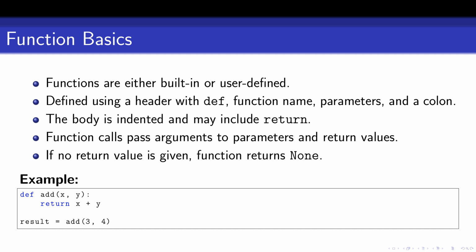Parameters are placeholders for inputs, and when you call the function, those parameters receive actual arguments. If a function includes a return statement, it will pass back a value to the caller. Otherwise, it returns None by default. For instance, a simple function might take two numbers and return their sum. By wrapping logic in a function, you can reuse it across your program without rewriting the same code, making your code cleaner, more organized, and easier to test or update as your project grows.